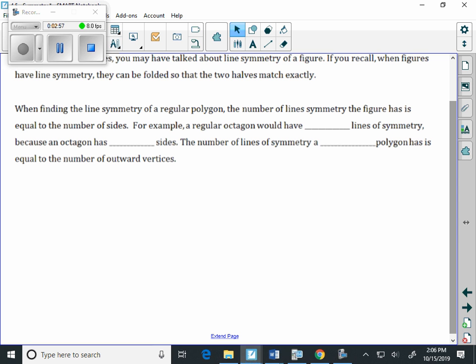And we'll see that in an example here in a minute, but actually in words here. For example, a regular octagon. An octagon being a figure that looks like a stop sign will have 8 lines of symmetry because an octagon has 8 sides.